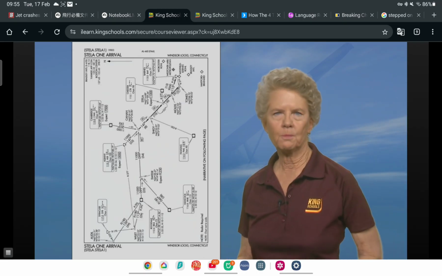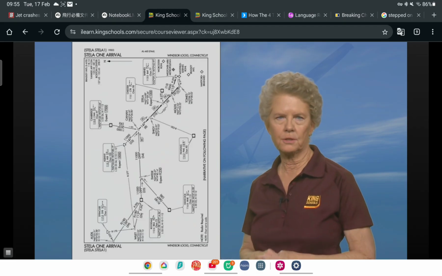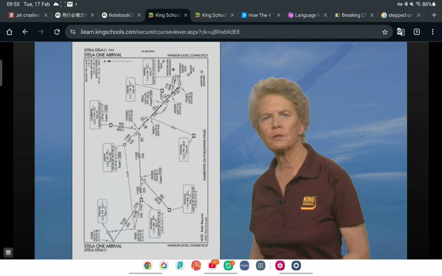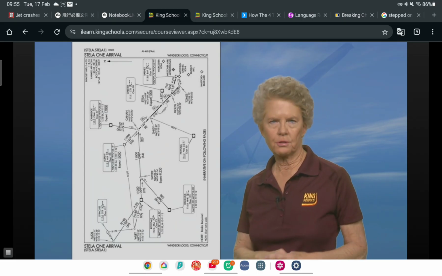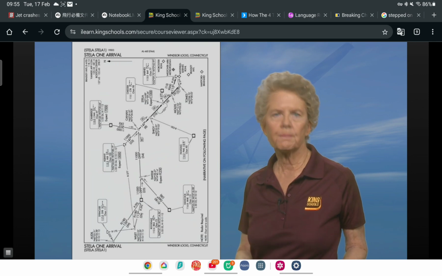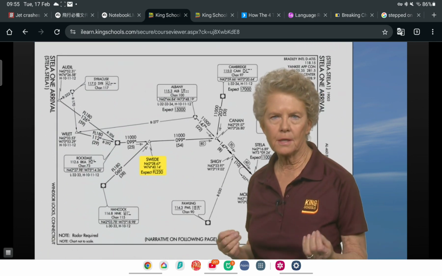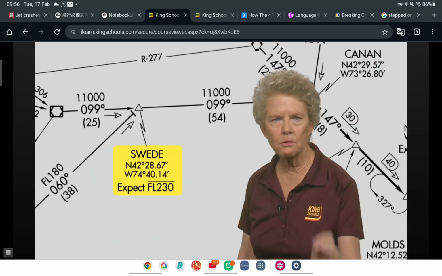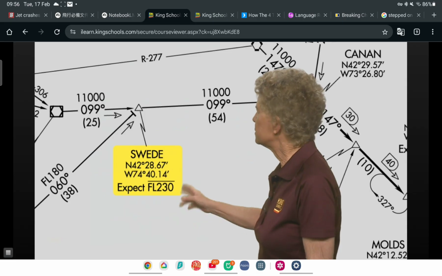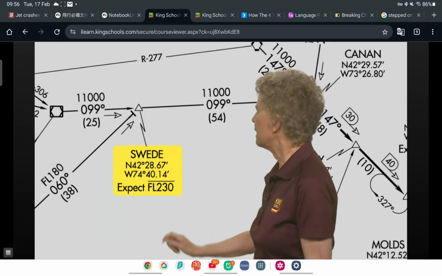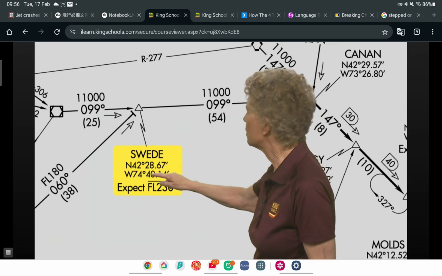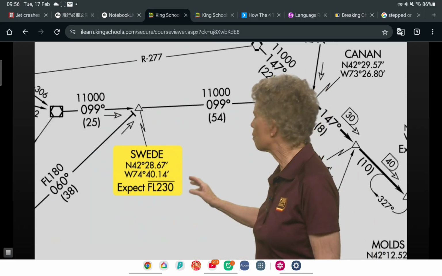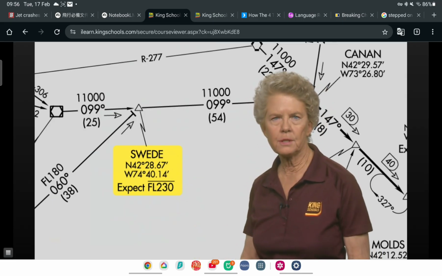Now let's see how the FAA helps you in anticipating altitudes on STARs. This is the Stella 1 arrival to Bradley Airport in Windsor Locks, Connecticut. Let's suppose you're currently at flight level 230. If you were flying this STAR on a transition that includes Swede intersection, you'll notice that there's some altitude information here. It says at Swede, expect FL230 with a line over it. That means you can expect to cross Swede at or below flight level 230.